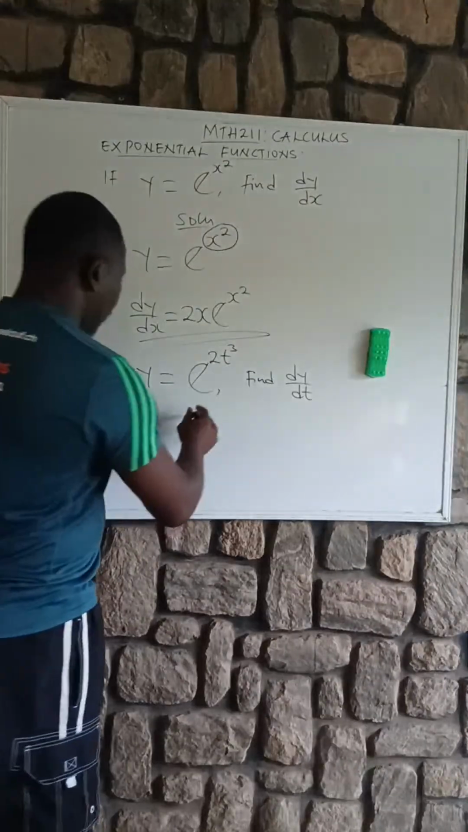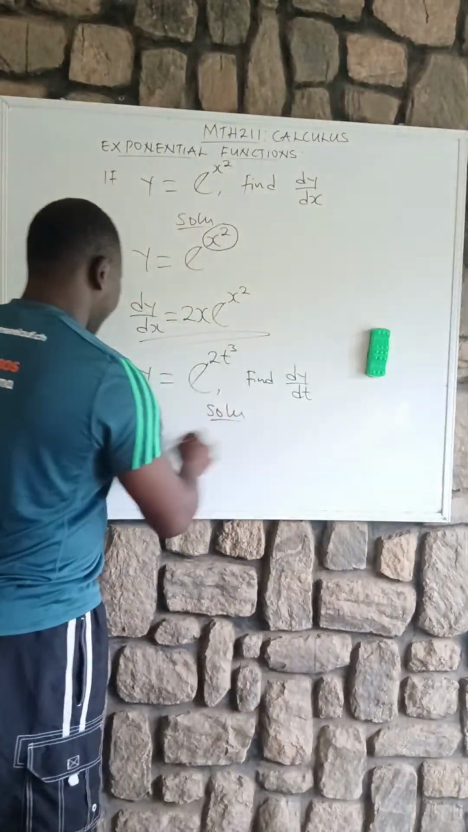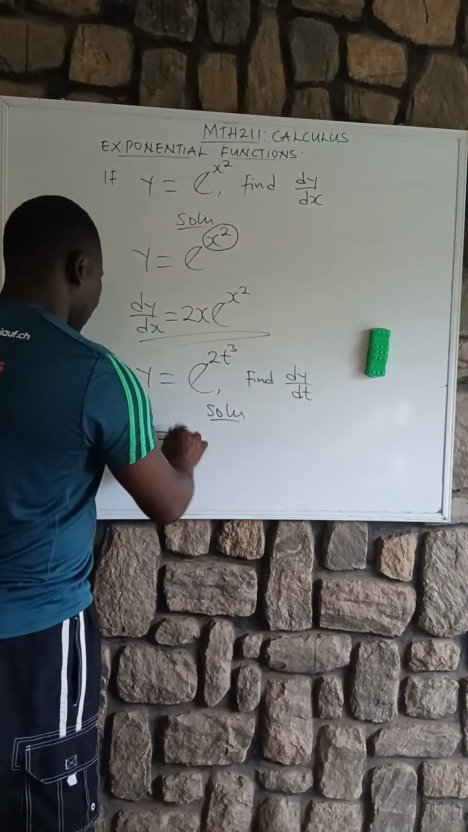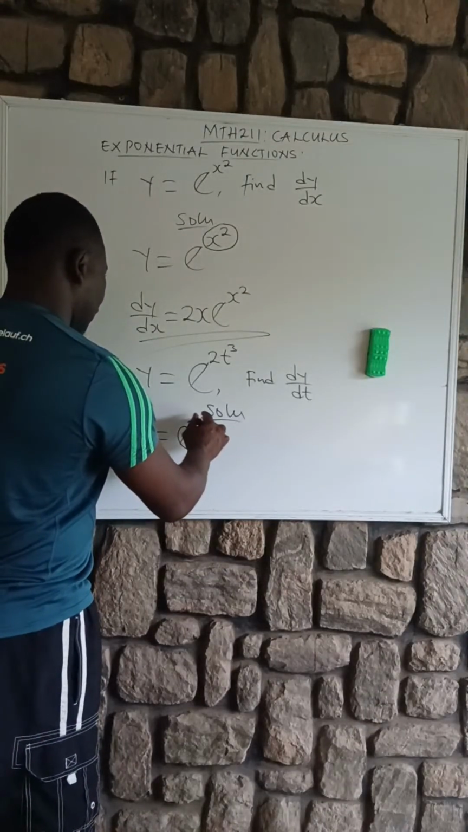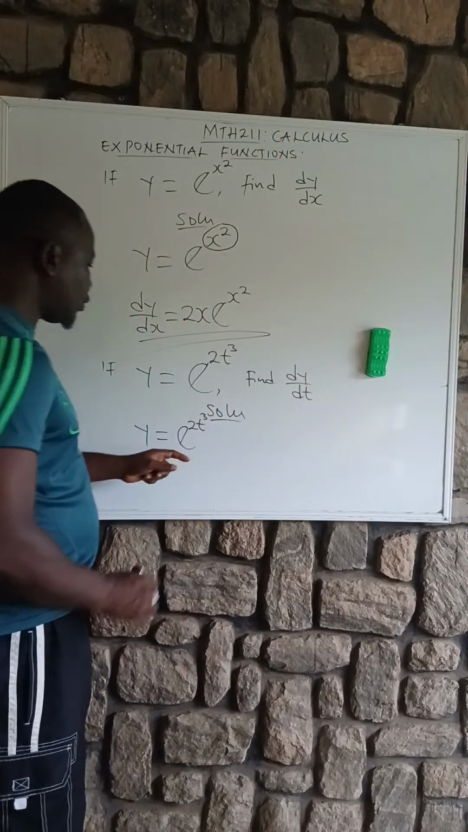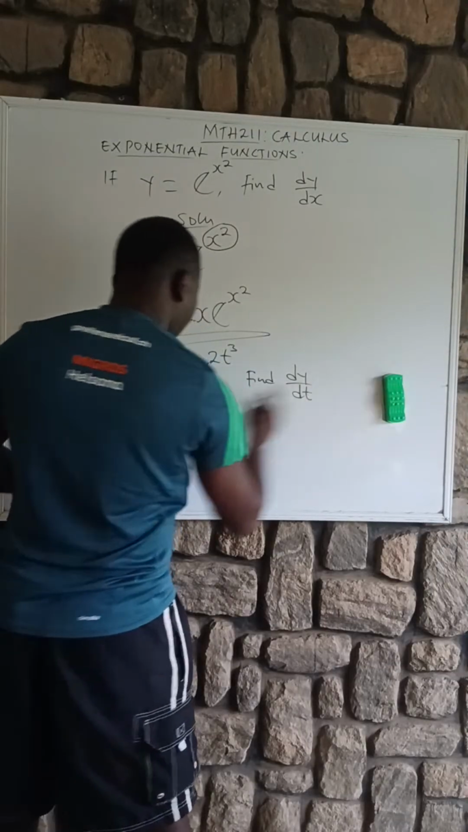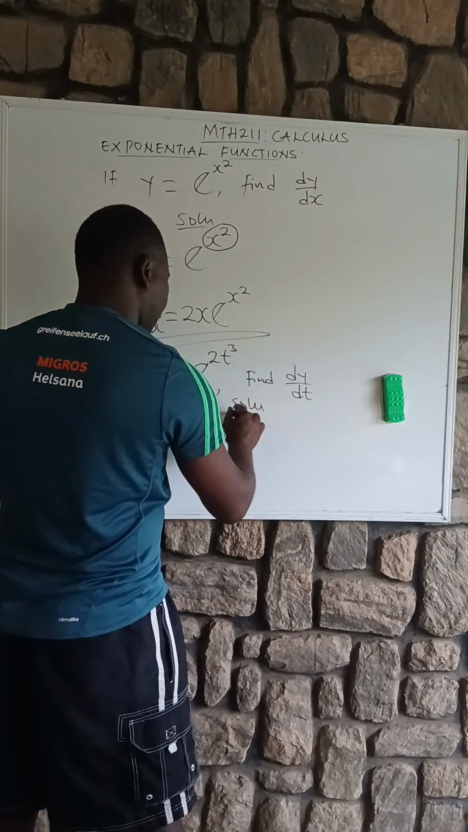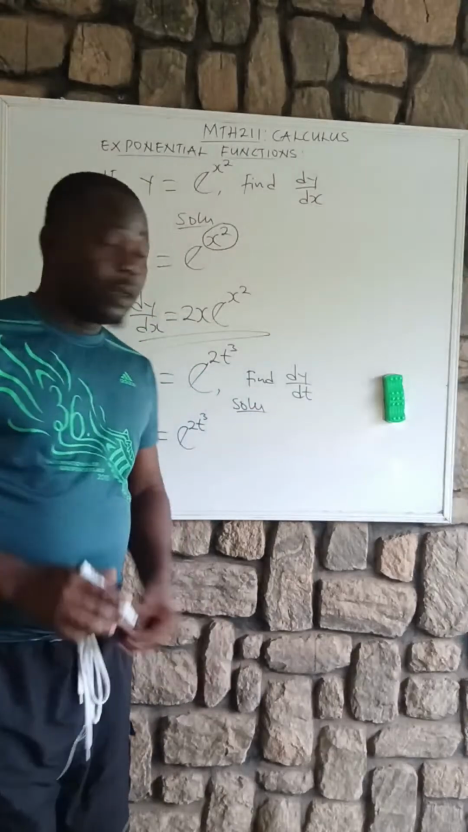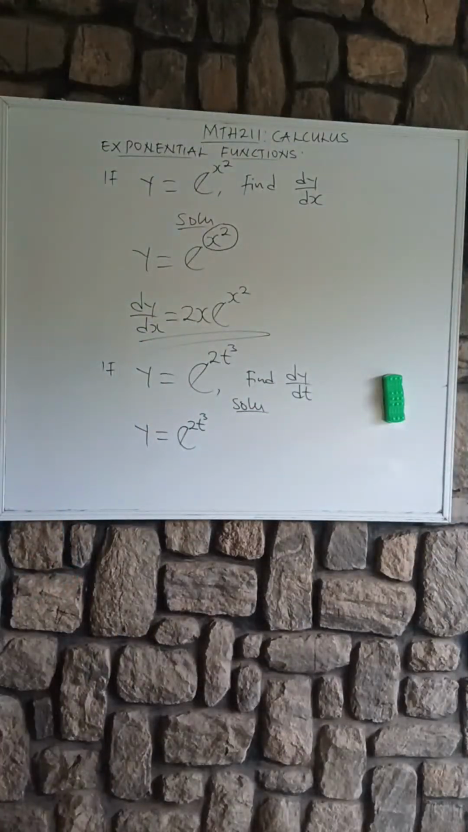Okay, so what we need to do, write the solution, right? y is equal to exponential 2t raised to the power 3. So what are you going to do here? According to the first example.